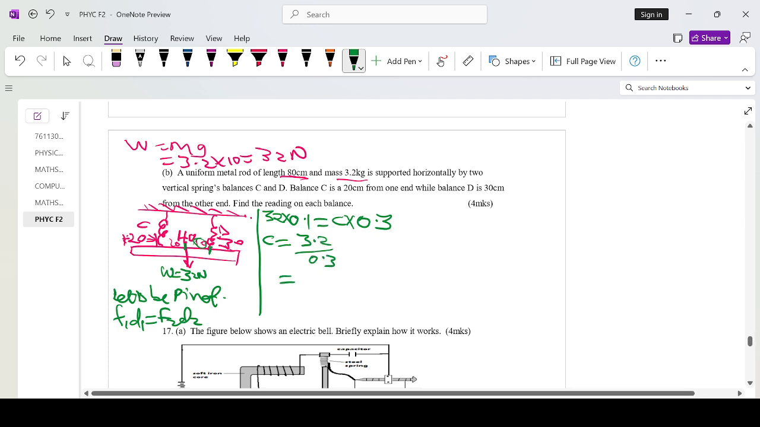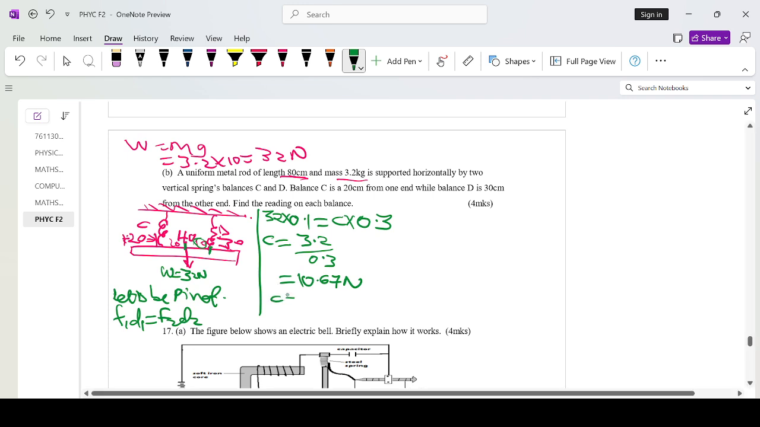What do you get with the help of your calculator? 3.2 divided by 0.3, you're getting 10.67. 10.67 newtons. Then after I've gotten that, I know that upward forces should be equal to downward forces.